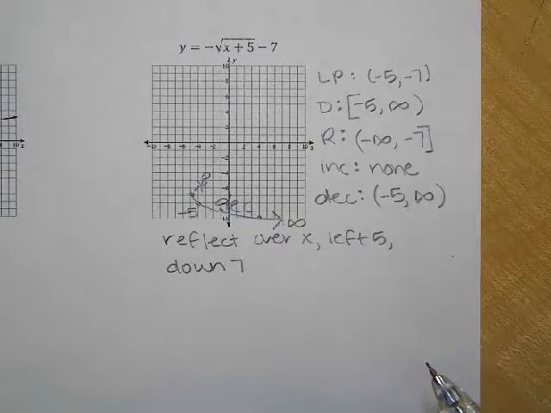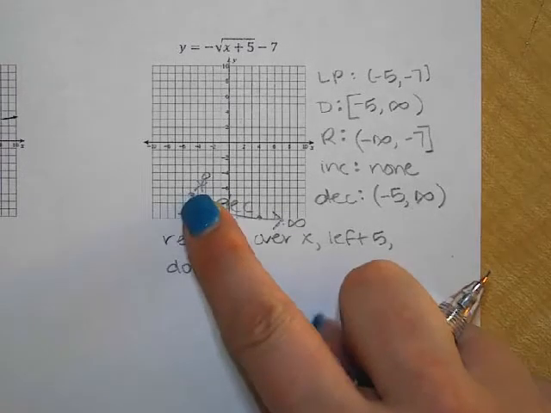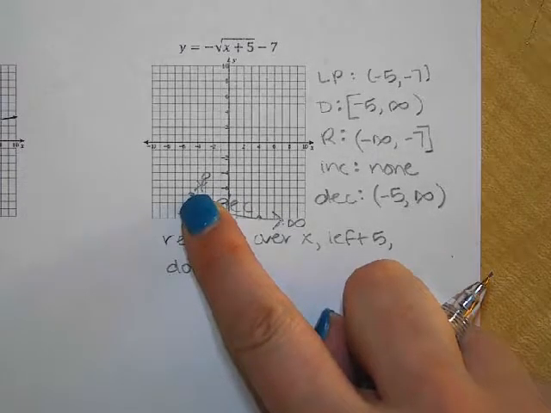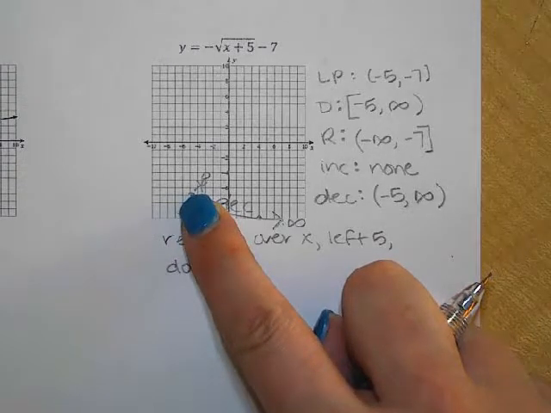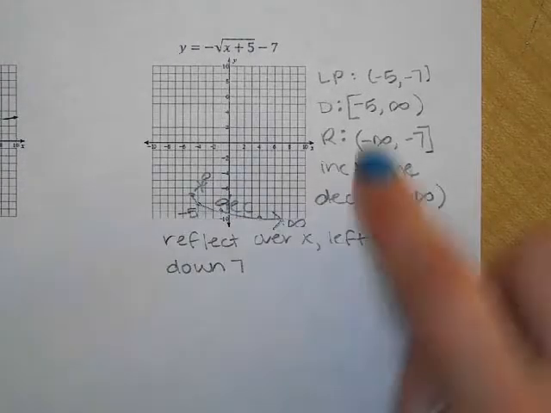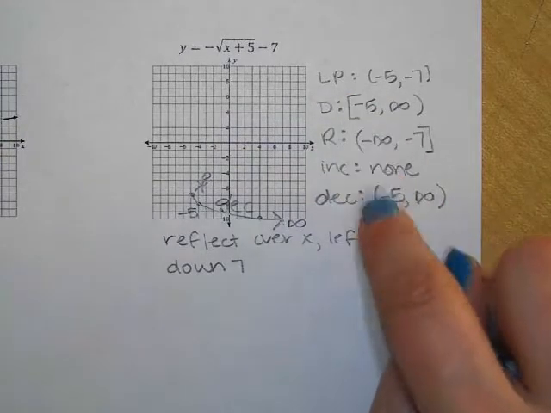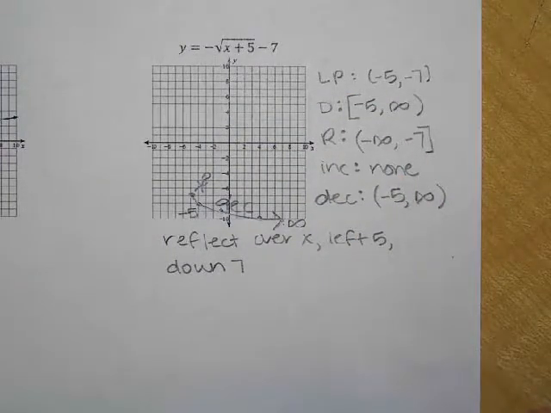why do I always use parentheses for increasing and decreasing? Yeah, if I look at that point all by itself, I can't say that point slanted down. It's just a point, it's a dot. Okay, so we have locator point, domain, range, increasing, decreasing. What are some other things we typically find?